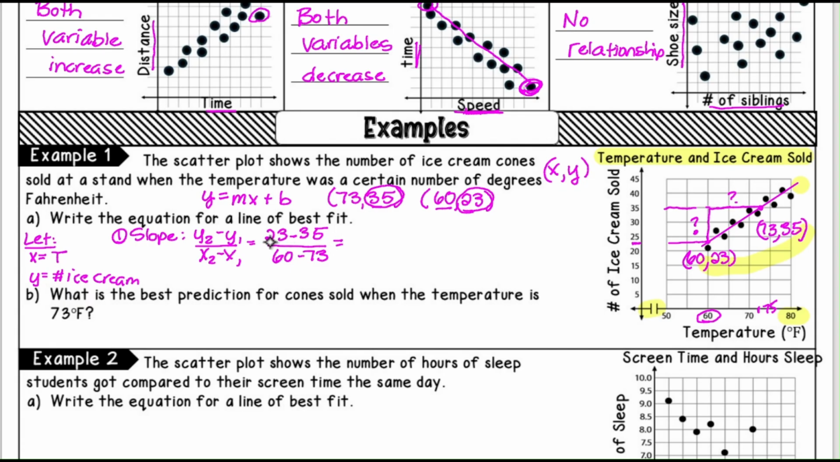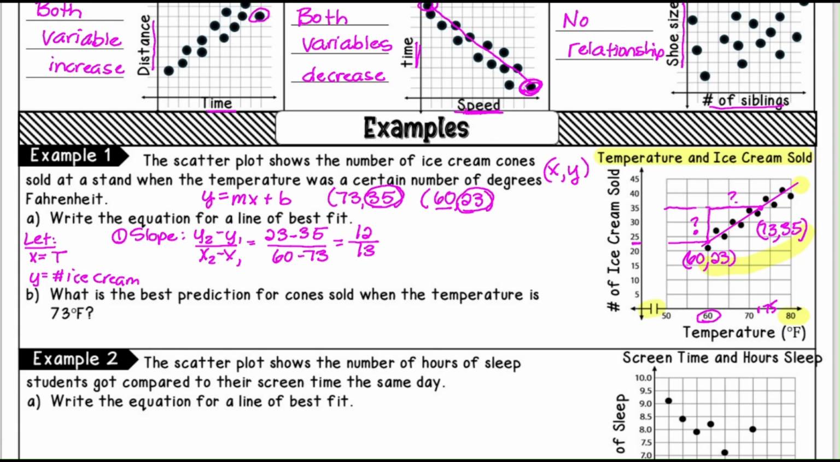Okay, so 23 minus 35 is going to give me 12. And 60 minus 73 is going to give me 13. So then we got a crazy fraction that we cannot reduce at all. It's just 12 over 13. It's almost a 1-to-1 ratio, right? So it's almost 1-to-1.